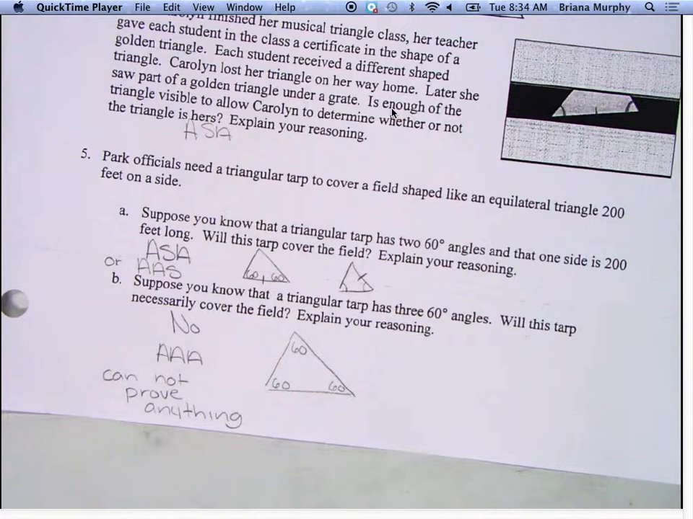We said no because angle cannot prove it, because you can move the shapes and still have the same angle. So we still don't know the lengths of the sides. We just know the 3 angles.